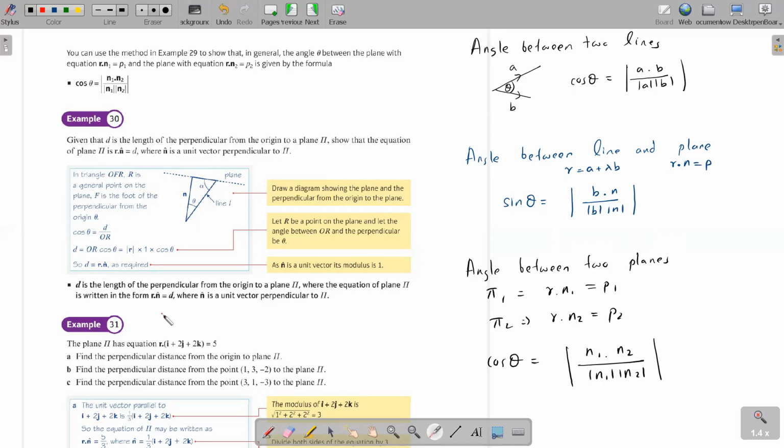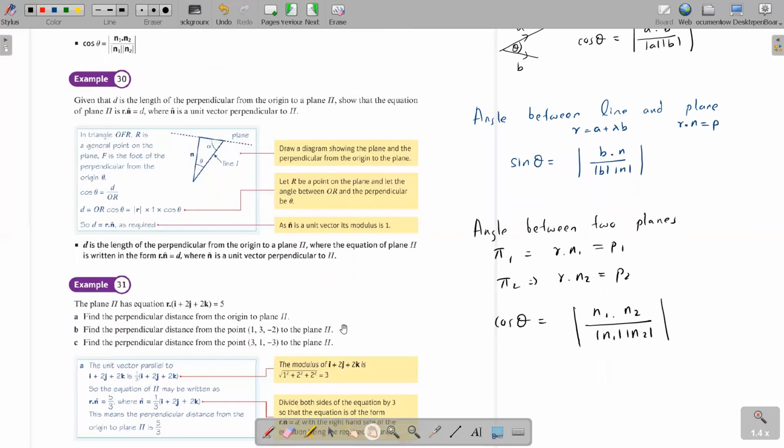Okay, so moving on to the very last part, the length of the perpendicular from the origin to a plane. This is important. The length of the perpendicular from the origin to a plane is given by r dot n hat equal d, where n hat is a unit perpendicular vector to the plane. So what do you mean by n hat here? How do you get the unit perpendicular vector to the plane, children? Can you talk with me?